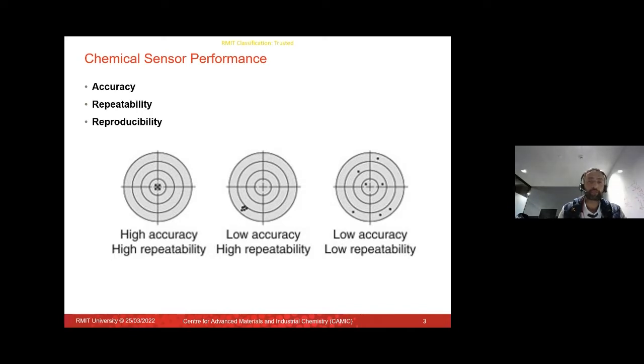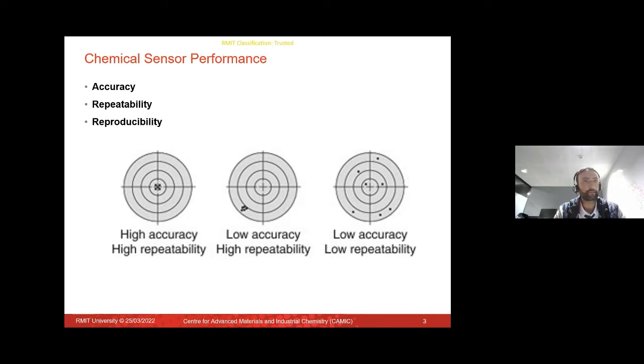So I've put those three figures there for you, the three different types of sensors. The first one is a highly accurate, highly repeatable sensor where you're actually hitting the target at the validation point and you're getting that repeatably. And then you have a sensor that is low accuracy but high repeatability, so you're not hitting the target, you're not getting the right answer, for example, or output, but you're getting it repeatably. And then you've got a really bad sensor where you have a low accuracy and low repeatability, so nothing is really working out there.